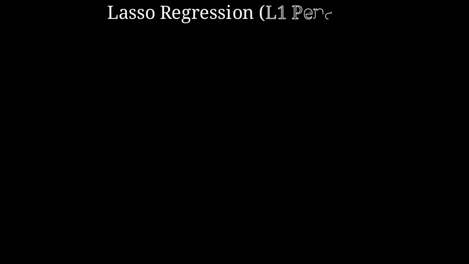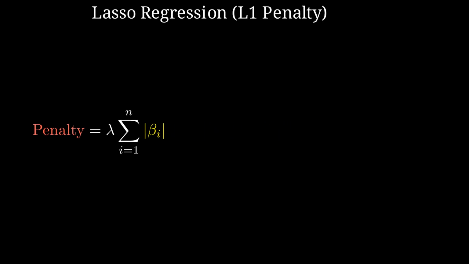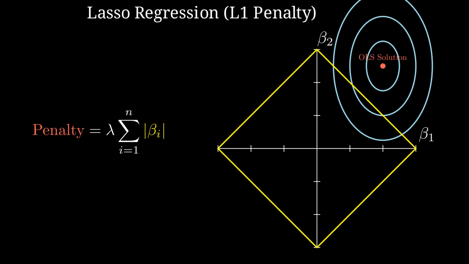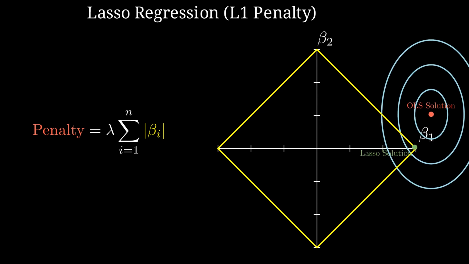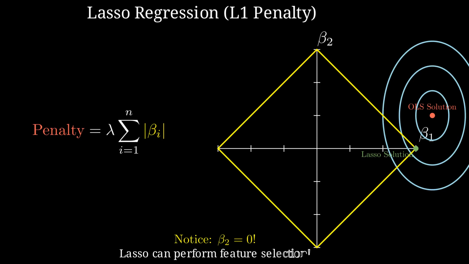Now lasso regression, which uses an L1 penalty, proportional to the absolute values of coefficients. Its constraint region is a rotated square. The geometry matters because the square has sharp, protruding corners aligned with the axes. The first contour to touch it sometimes lands on one of the corners. That means lasso can set coefficients exactly to 0, performing implicit feature selection. So lasso both shrinks coefficients and can sparsify the model. Very useful when you suspect many features are irrelevant.